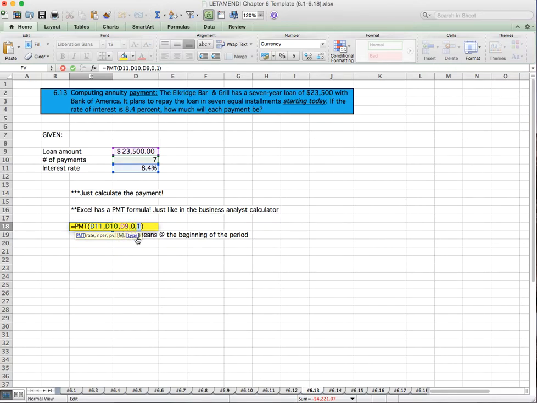This is very important. Type means that if you put a 1 as type, it's just kind of like an Excel code. That just means that it's at the beginning of the period. If you leave it blank or if you put a 0, it's going to automatically default to the end of the period, right? So when you do it, like so, you'll get $4,221.07. And that's how much each payment will be. Okay, and if you confirm with the back of the book, that's correct.